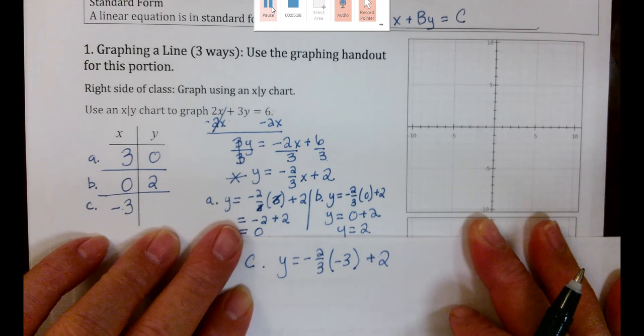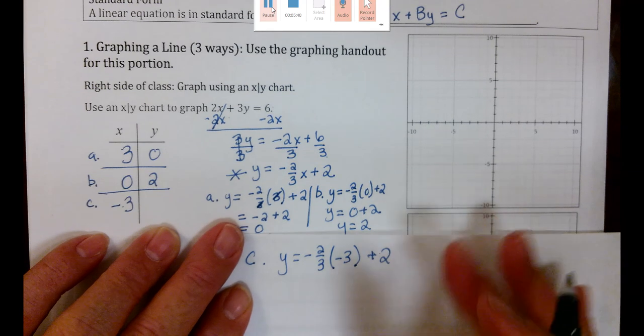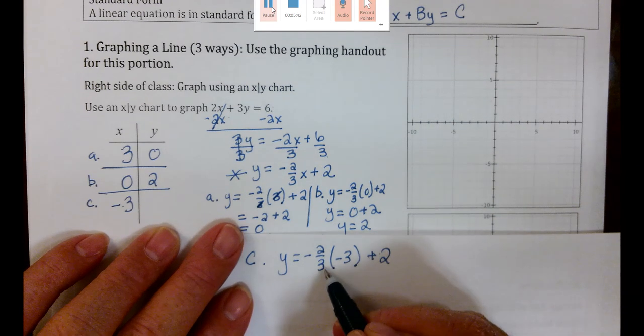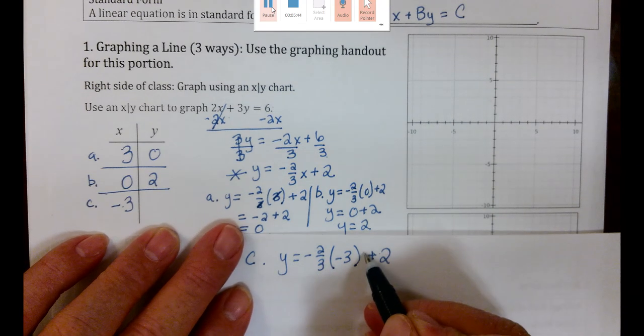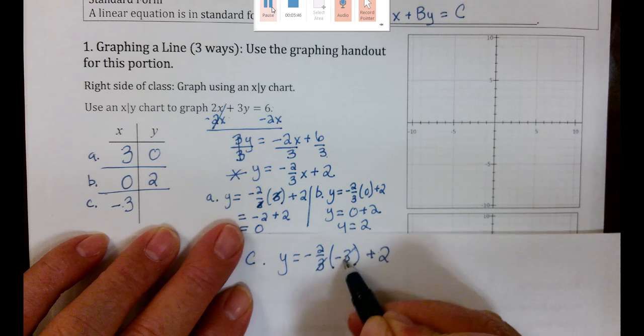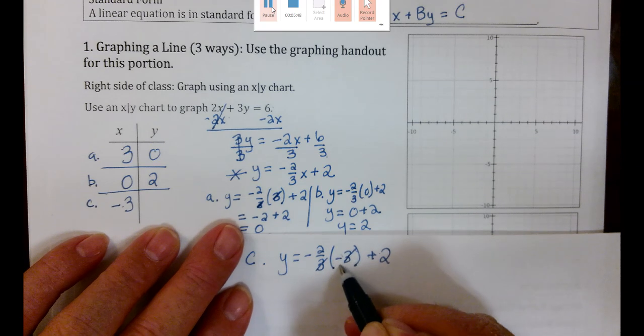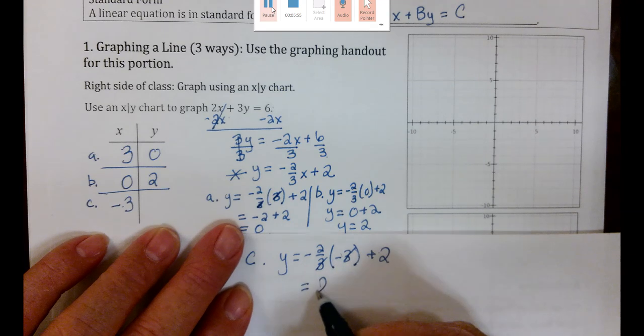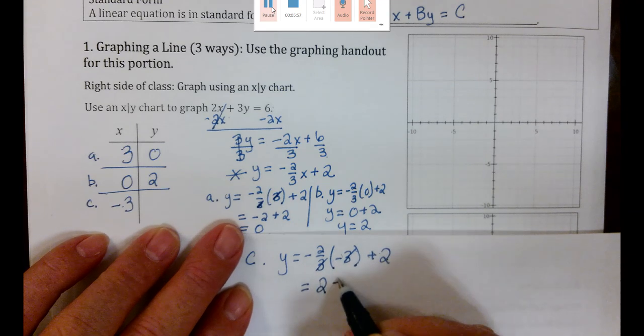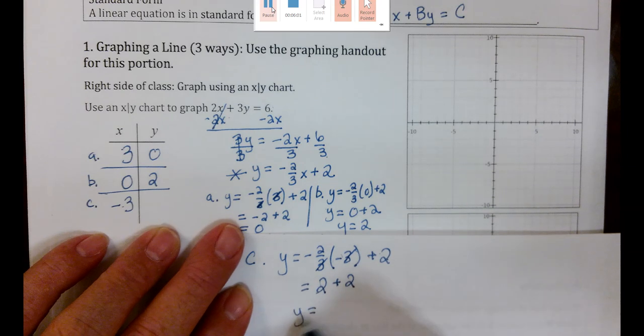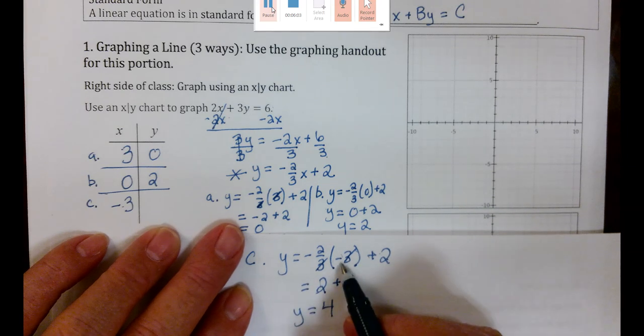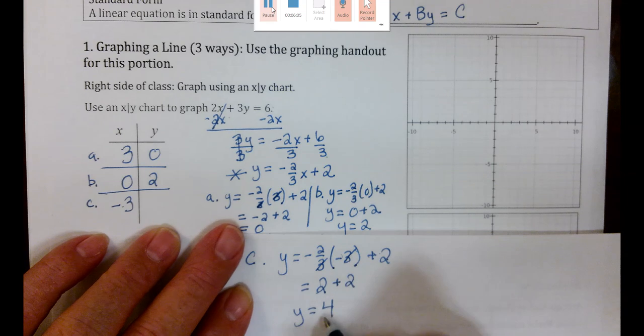Okay. Now, be very careful right here. The 3's do cancel, but I also have this negative here. So this really ends up being a negative times a negative, which gives me a +2. And then I still have the plus 2. And 2 plus 2 gives me a y value of 4. So if the x is -3, the y value is 4.